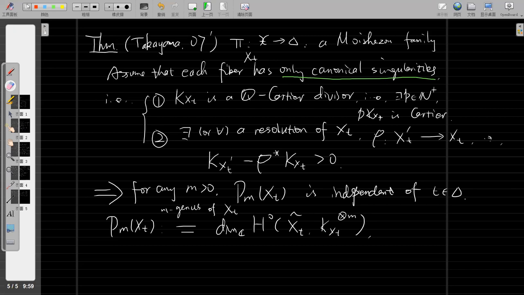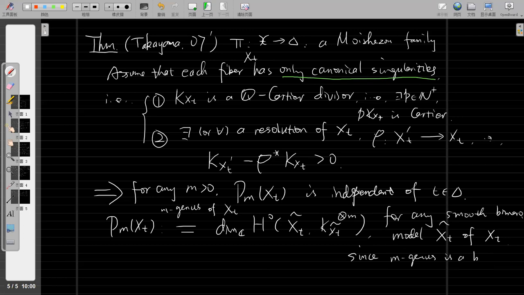for any smooth bimorphic model X tilde of XT. That means you just need to find a smooth bimorphic manifold of XT. You can define that, since we mentioned that the M-genus is a bimorphic invariant, right? Actually, you don't even need to assume that XT is normal in some sense, just for this definition.